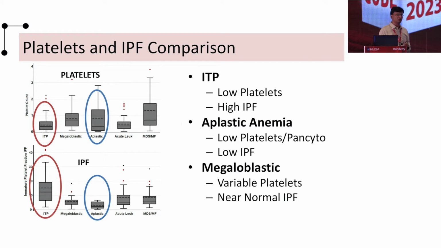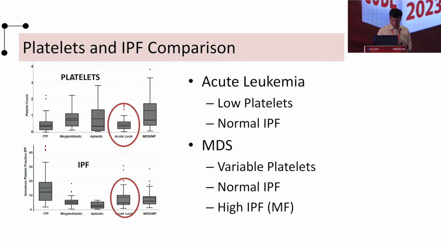ITP has low platelets and a high IPF. Aplastic anemias have low platelets or pancytopenia, but there was always a low IPF. In megaloblastic anemia, we got a variable platelet count but near-normal IPF. In acute leukemia, low platelets and normal IPF. What Sukesh sir has said is that they are always the early platelets, because the amount of production is reduced but the release follows the same pattern, right?